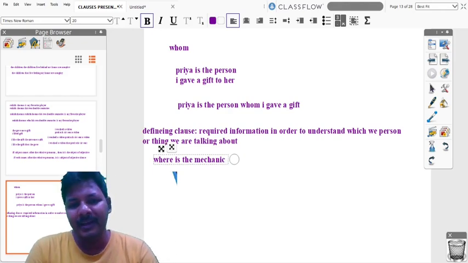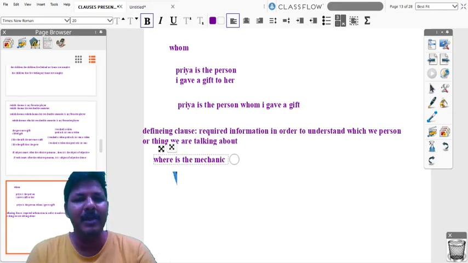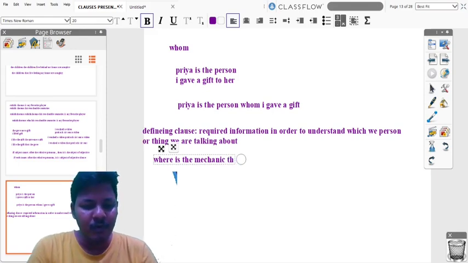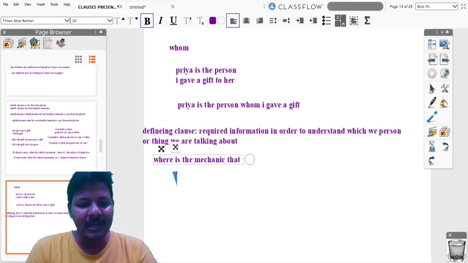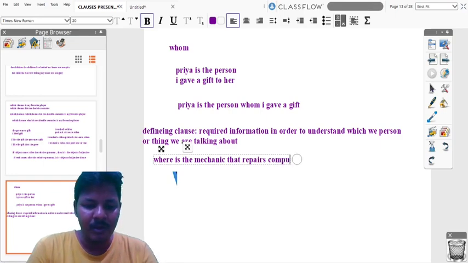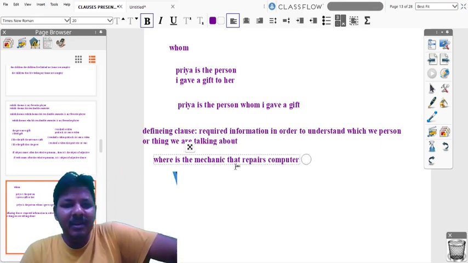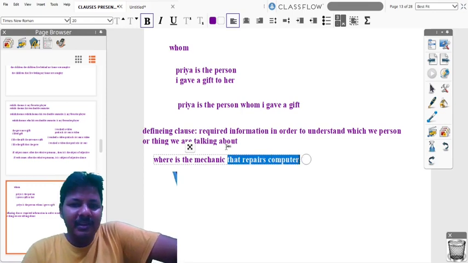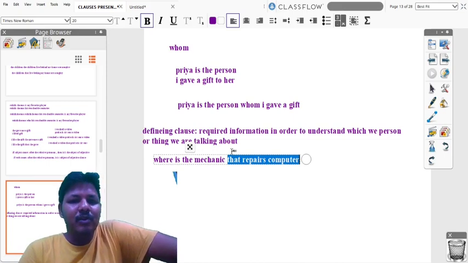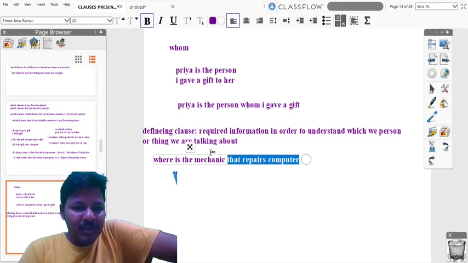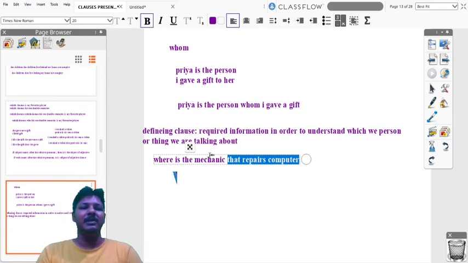So where is the mechanic? Which mechanic do I want? I have to specify which mechanic I am talking about, so we use defining clauses, friends. So where is the mechanic that repairs computers? Here this is the adjective clause, friends. Here that specifies the noun mechanic. So that gives information about the mechanic. So this is about the defining clause, friends.